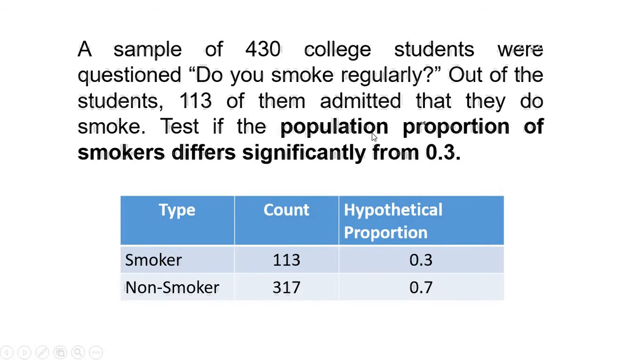So we have counted how many people are smokers, 113, which we have written. And remaining are non-smokers. So 430 minus 113 has given me 317. And since we are checking whether the proportion of smokers is 30%, the smoker hypothetical proportion is 0.3, and non-smoker is 0.7. So these are the values that we have for hypothetical proportion. These are the two groups of values that we have.